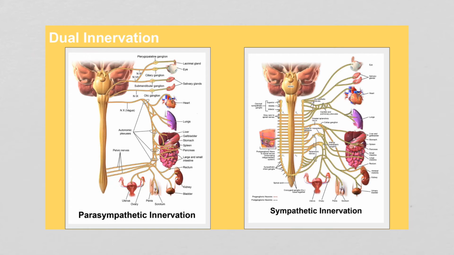The antagonistic relationships between the two divisions maintain homeostasis. In addition, these divisions can work together.